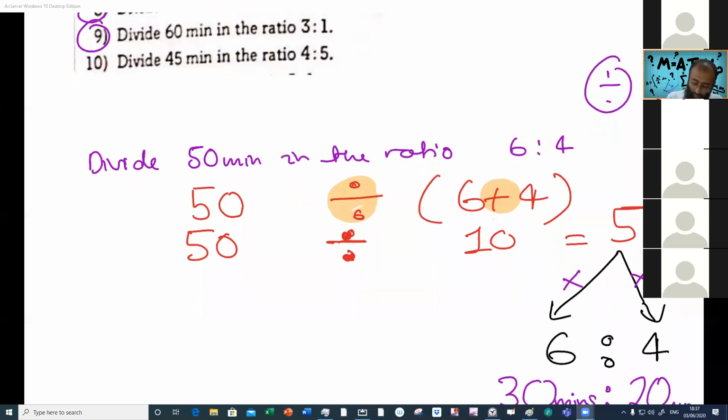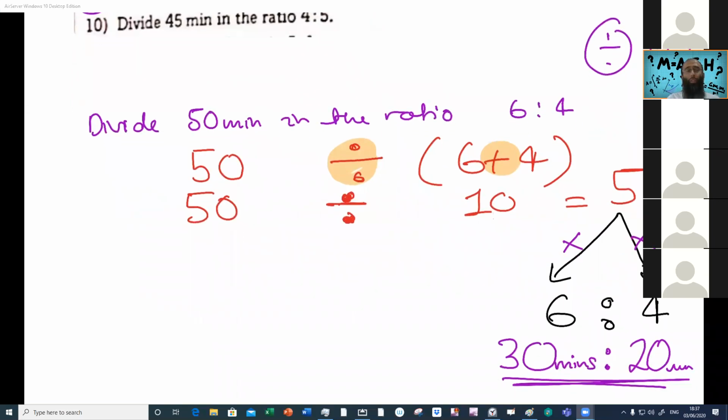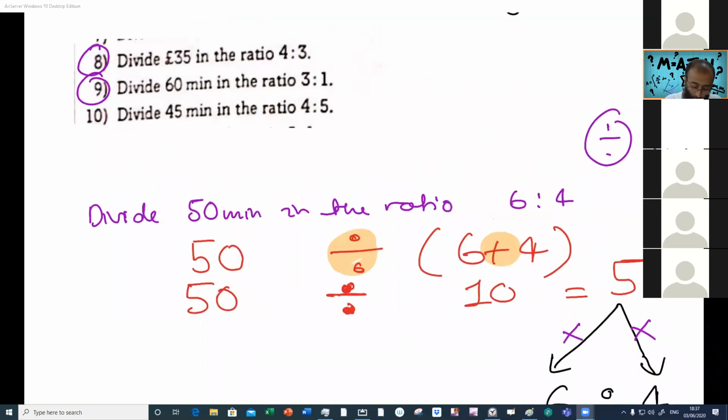Okay, the question that we just did over here was Mr. Ibrahim's question. Dividing 50 in the ratio of 6:4. 50 divided by 6 add 4 is 50 divided by 10, which is 5. Then you times it by the ratio and you get 30 and 20, and fantastic, that's correct. Thank you for that contribution, Ibrahim. And that was our little one-to-one together.